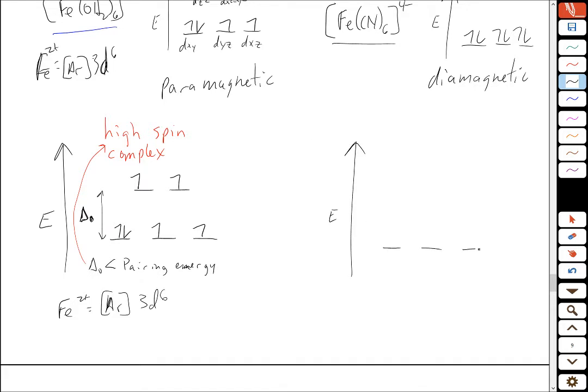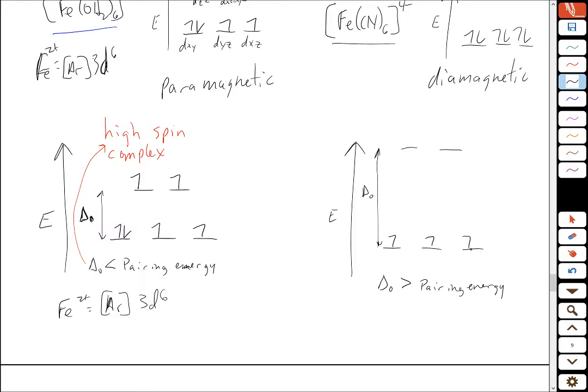We have the bottom set of 3, and we have a top set of 2, and I've intentionally drawn that much higher in energy. And now we have a delta O, and in this situation, the delta O is bigger than the pairing energy. What I mean by that is, if we're going to put 6 electrons into these d orbitals, we put 1 into each orbital, like Hund's rule tells us we would do to maximize that multiplicity, but we've got 3 more electrons that we need to put in.